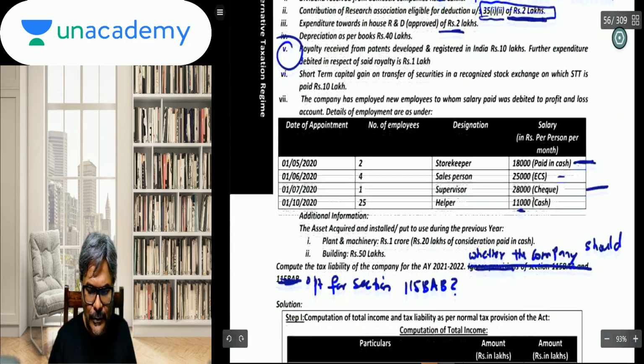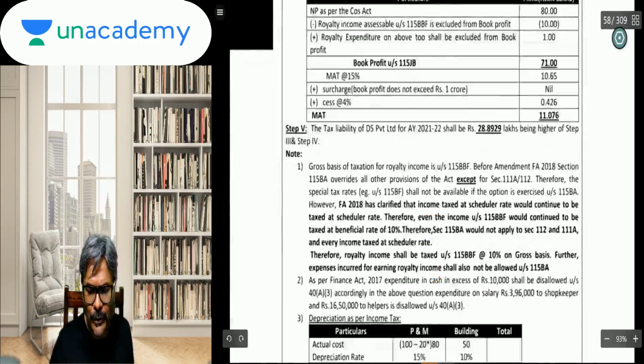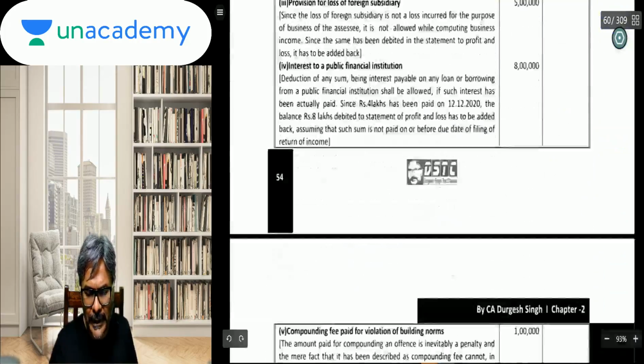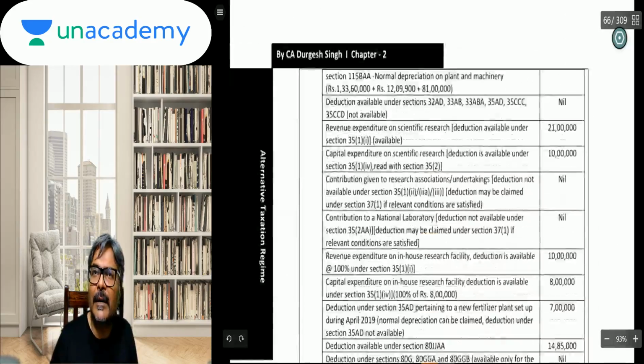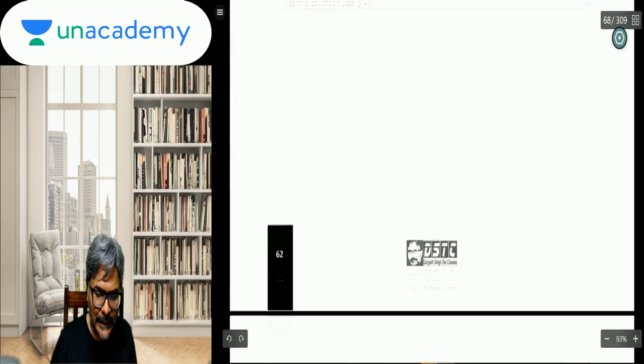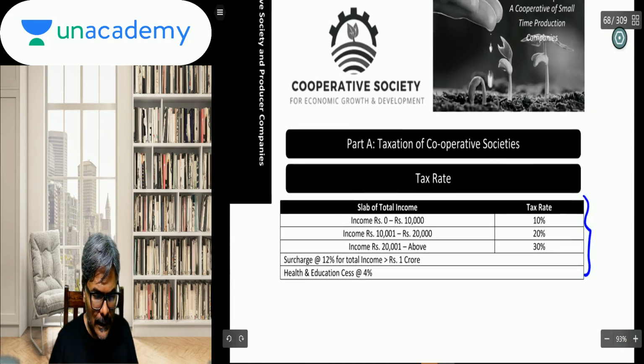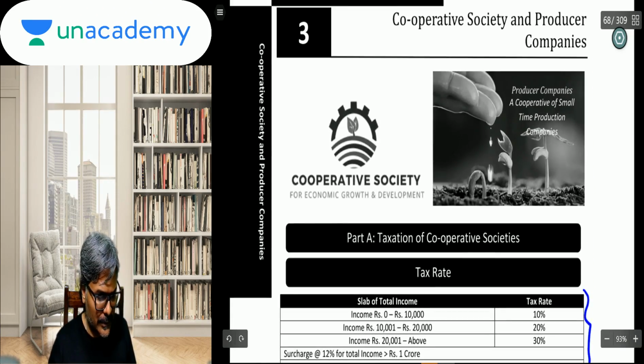Now with this, students, the last segment, quickly we will do the cooperative society also. It's a small particular area, so not much to be deliberated, and then in the next video onwards we will start with the practicals. Let's then begin with this cooperative society, students.